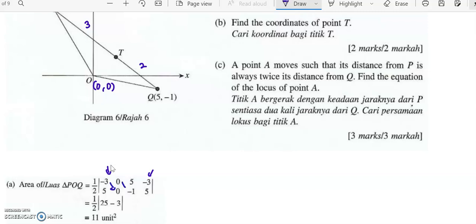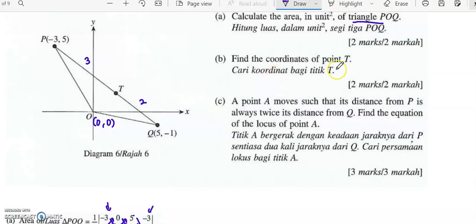Okay, we times this part. 3 negative 3 times 0, 0 negative 1, so 15. 5 times 5, so we get 25. Okay, 5 times 0, 0, 0 times 5, 0, and then negative 1 times negative 3, we get 3. So we minus 3. So this is your answer.